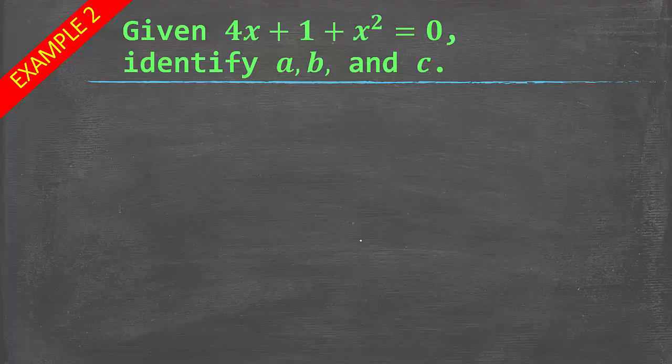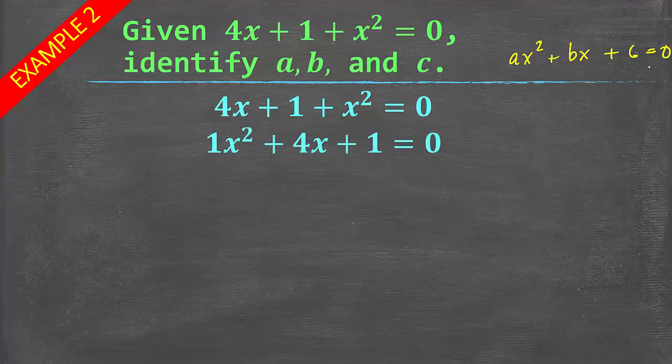Second example, now we're given an equation. We need to identify what A, B, and C is. First things first, look at that equation. Remember, standard form is ax squared plus bx plus c. Does my x squared come first? Does my x come second? Does my constant come third? No to all of the above. The only thing that's correct is that it is equal to 0. So we need to fix that.